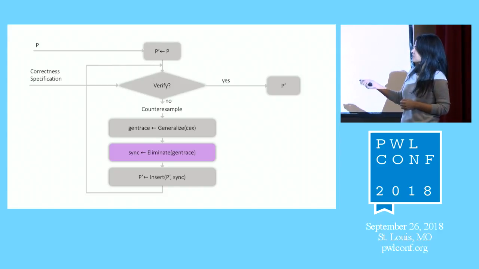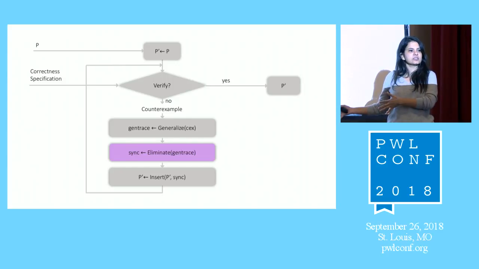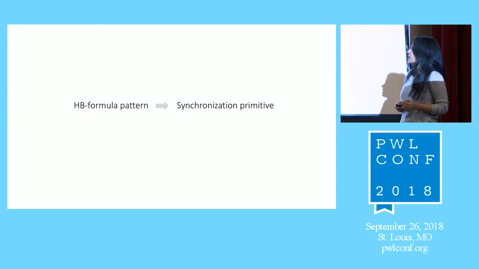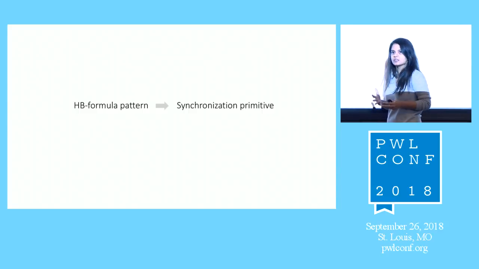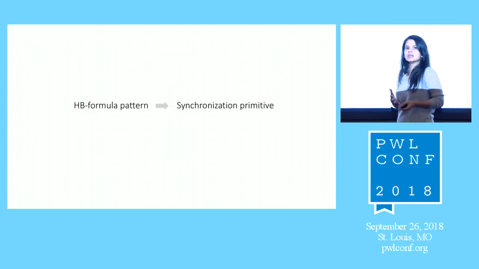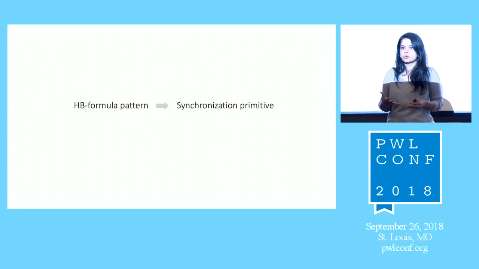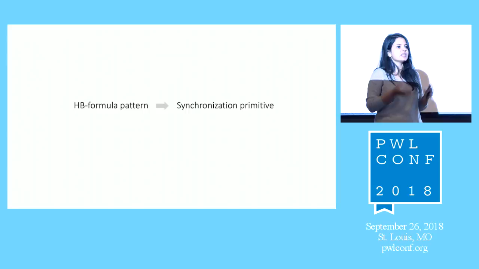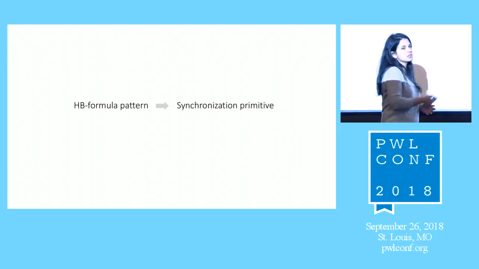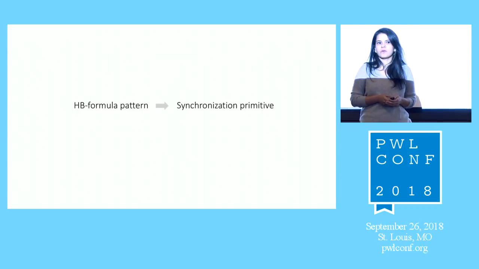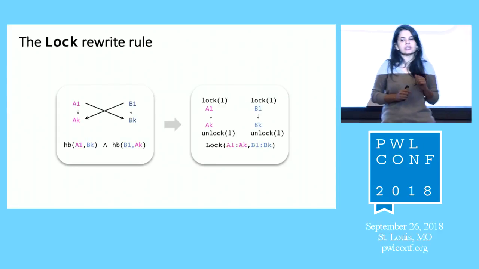Let's look at this step, which is how do we go from a happens-before formula to inferring synchronization. Okay. So the main idea here is to essentially identify patterns of happens-before formulas that correspond to various synchronization primitives, formulate various rewrite rules that capture these patterns, and then syntactically apply these rewrite rules to transform these patterns into synchronization primitives. Okay, so let me just show you one example rewrite rule which is used to infer locks.